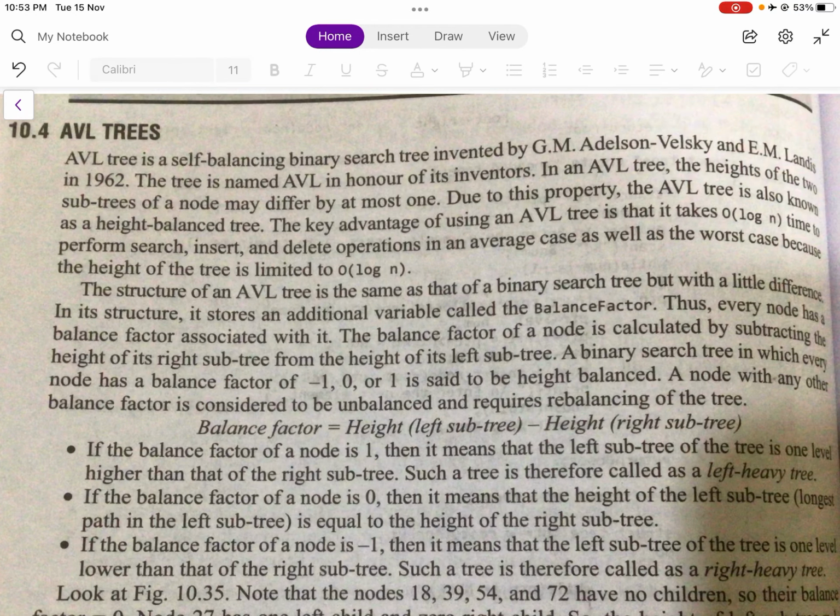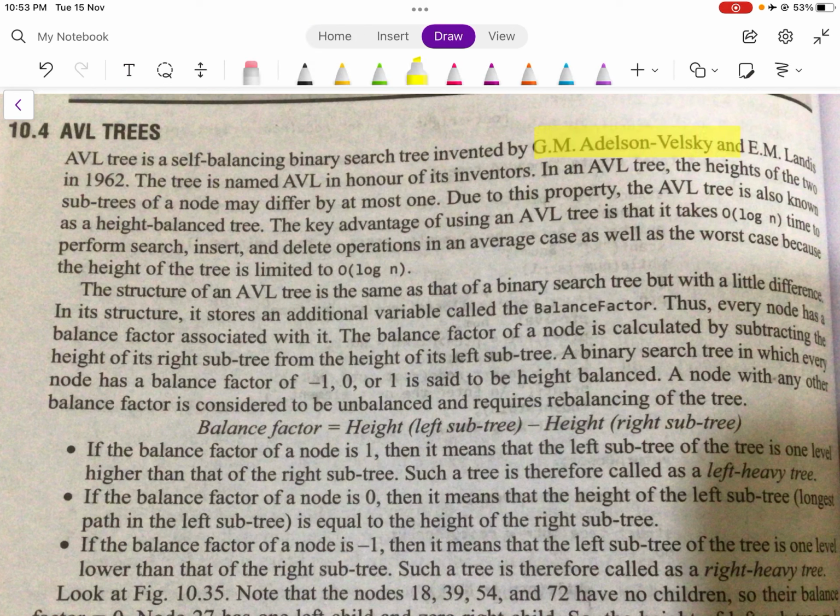AVL trees. An AVL tree is a self-balancing binary tree. It was invented by G.M. Adelson-Velsky and E.M. Landis in the year 1962. The tree is named AVL in honor of its inventors. In the AVL tree, the height of the two subtrees of a node may differ by at most 1. Due to this property, the AVL tree is also known as a height-balanced tree.